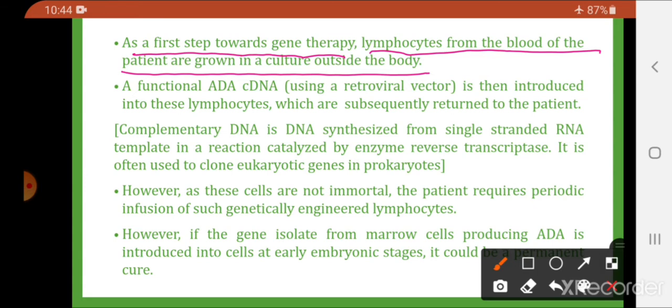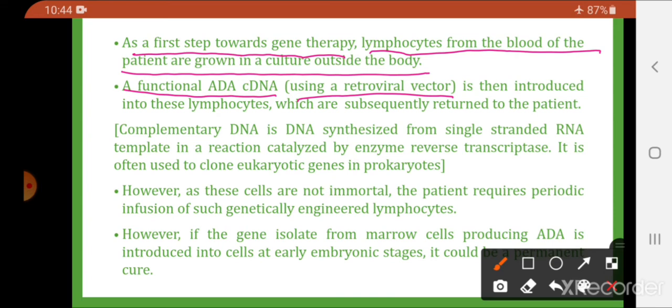So what is done in this technique? The lymphocytes from the patient's blood are grown in the culture outside the body. A functional ADA cDNA, that is complementary DNA, is introduced using a retroviral vector. Animals के लिए mainly vectors कौन होते हैं?